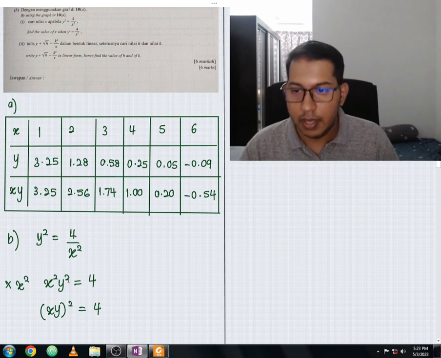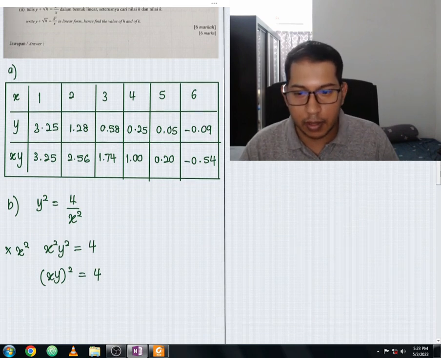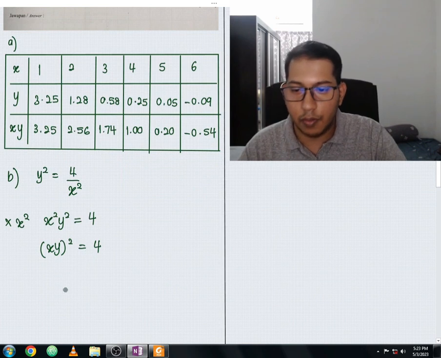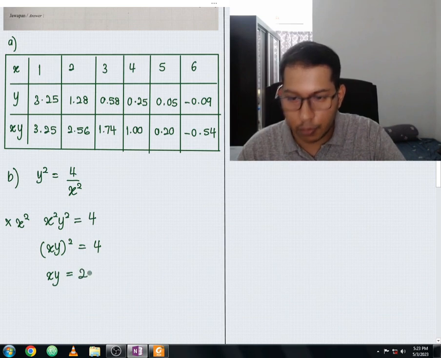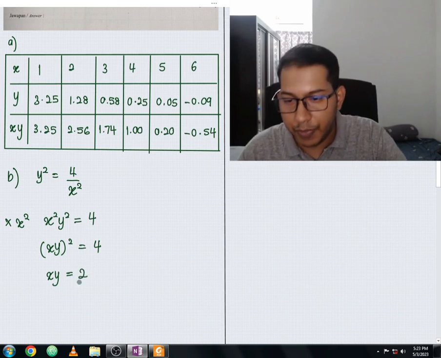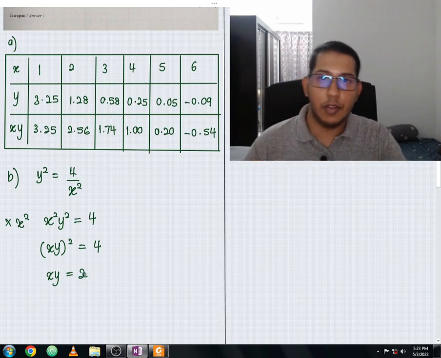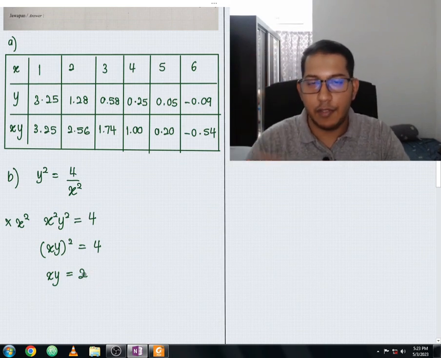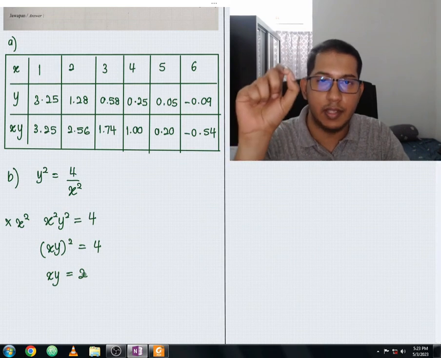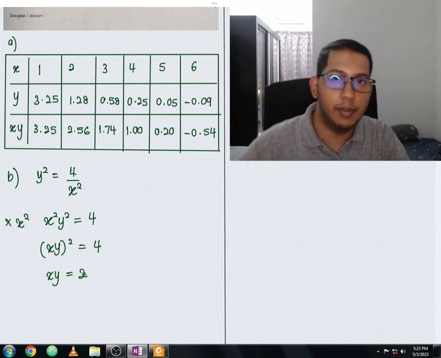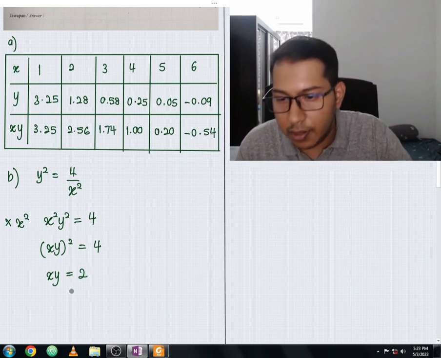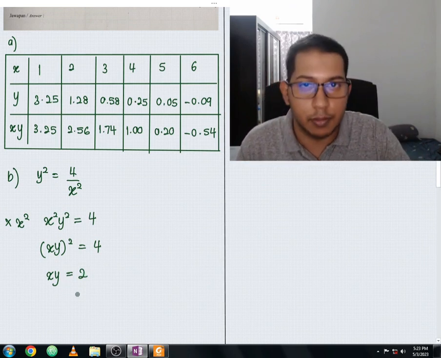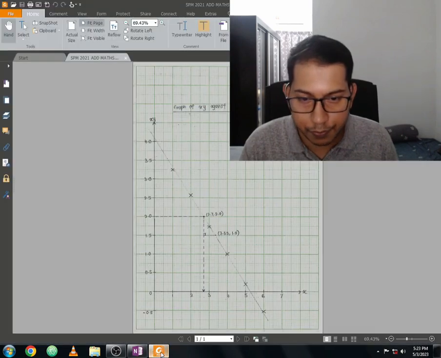Since we have the xy axis over here, and we have xy squared equals 4, we can take the square root of both sides. The square root of xy squared gives xy, and the square root of 4 is 2. So xy equals 2. Now what you need to do is, in the graph, check which xy value equals 2, and then interpolate and pull down to the x-axis, and from there check which x value corresponds to xy equals 2. Let me show you.